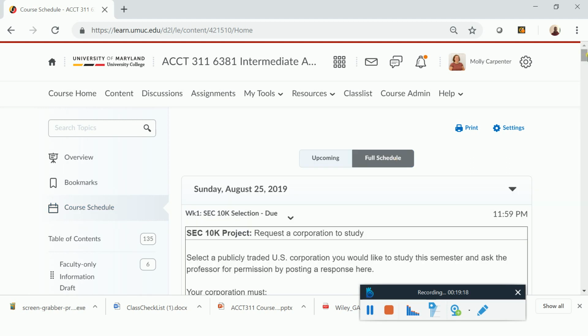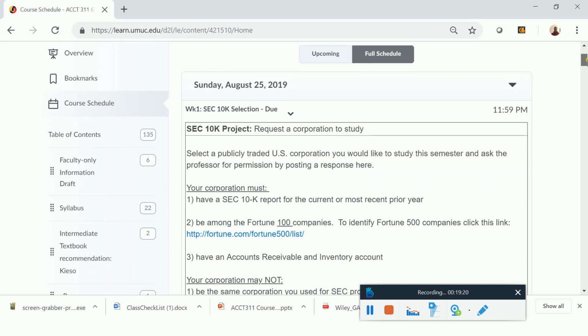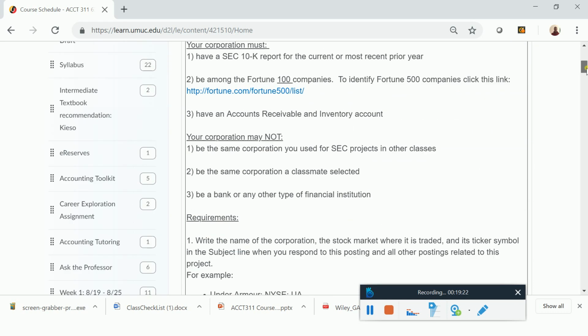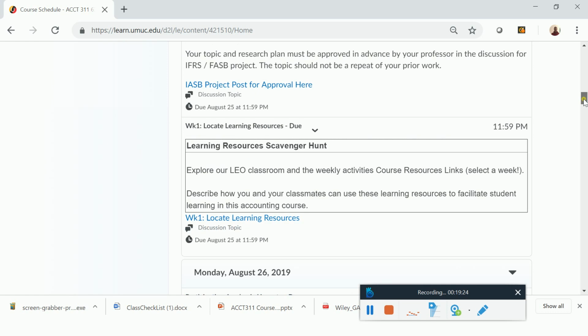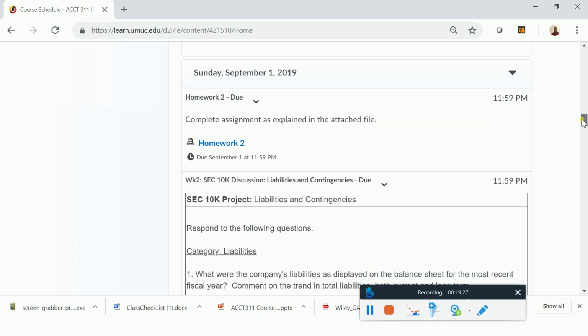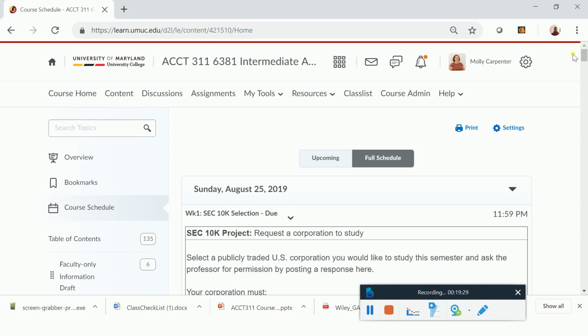I've also put the due dates for all of your assignments. I've put the dates in so that you can easily follow along in terms of what exactly it is that you need to have completed by Sunday evening of each week.